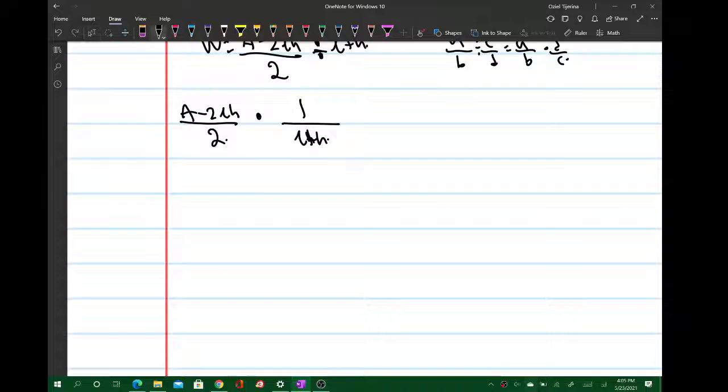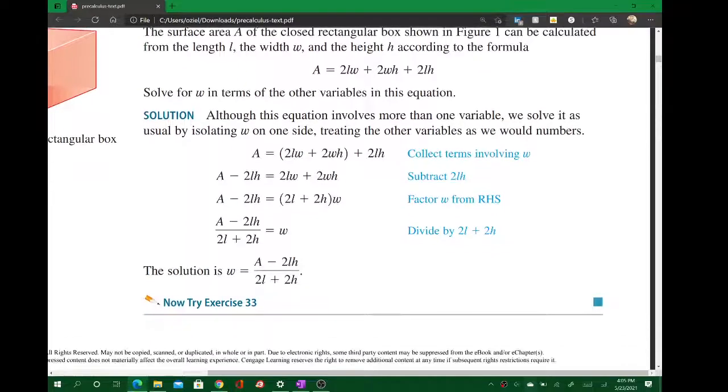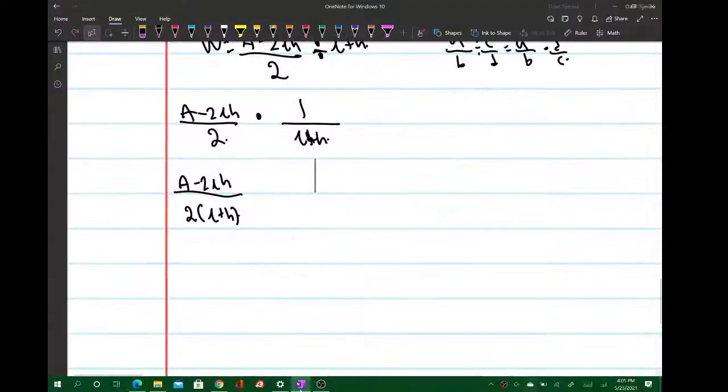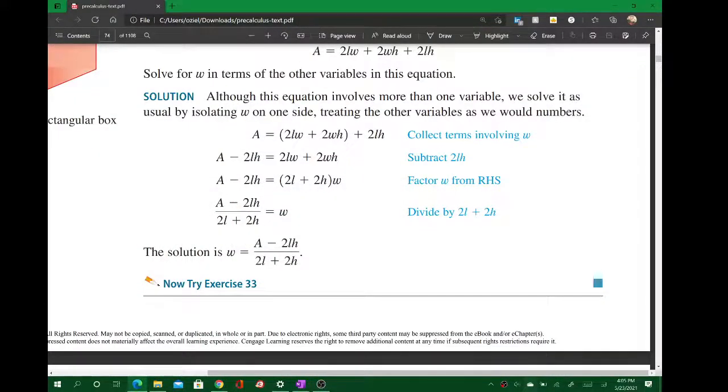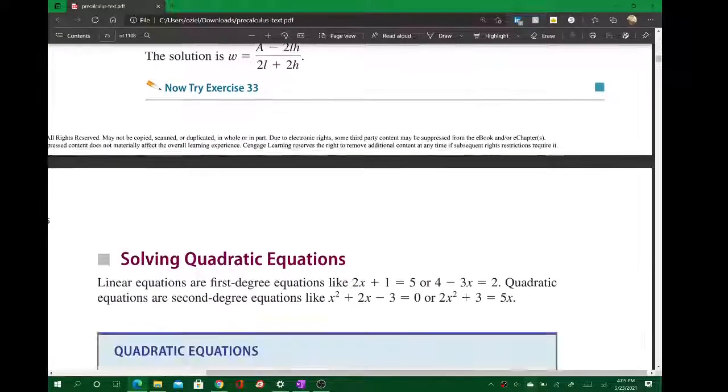So then we have A minus 2LH over 2 times L plus H. Now, this simplifies as A minus 2LH over 2L plus 2H. So this is our final answer. So as you can see over here, this is exactly what they got, right?